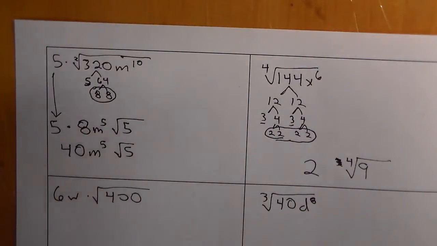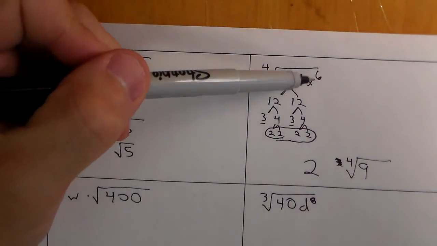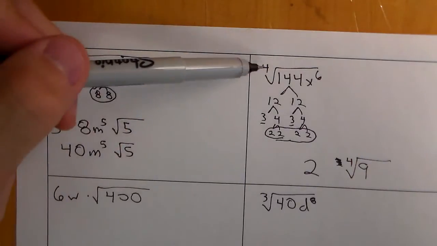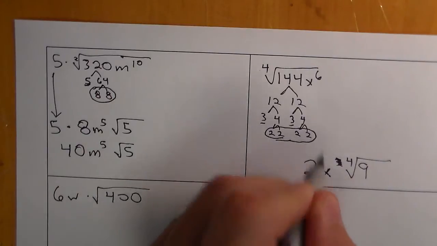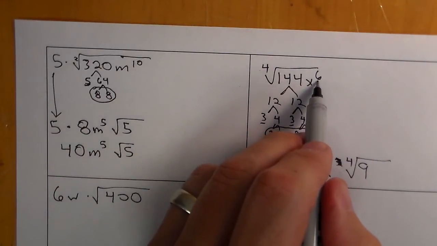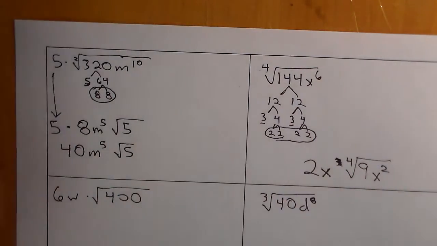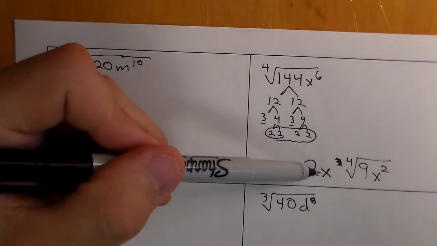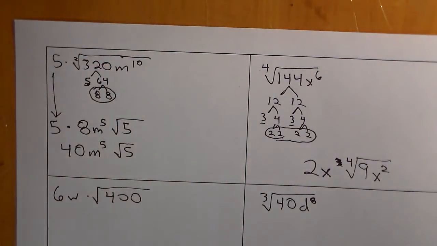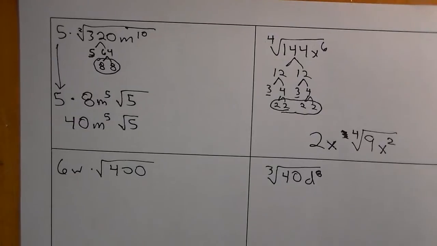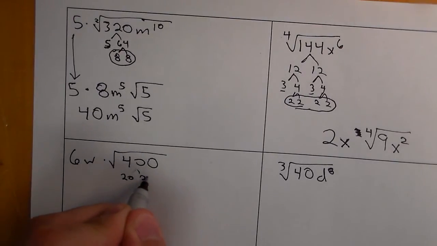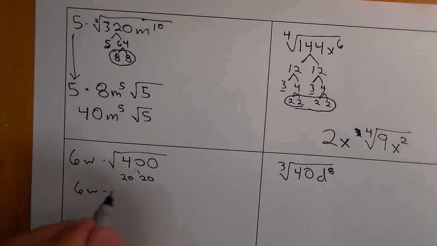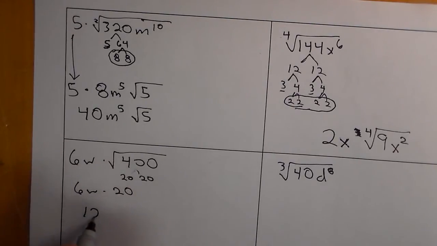Just multiply them together. Now for x to the 6th. X to the 6th has 1 set of 4's in it. So that x comes out. When I take those 4 away in the set, it leaves me with 2 left over. So that's going to be 2x, 4th root of 9x squared. For our next one, 6w times 400. 400 is actually a perfect square. It's 20 times 20. So we get 6w times 20, which is 120w.